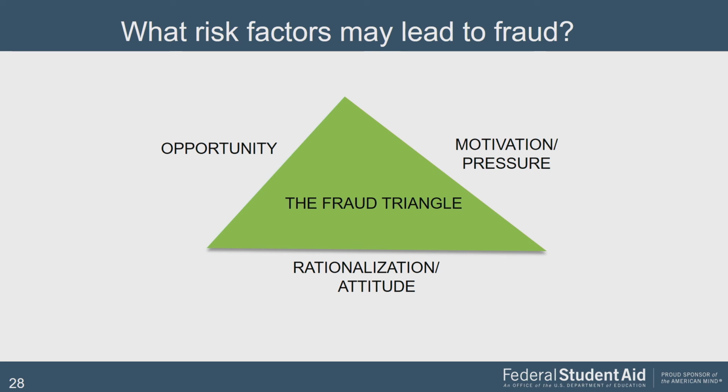Motivation or pressure. So those are things like debt, perhaps gambling or drug problems. Maybe they want to have an excessive lifestyle. Any of those things can essentially motivate them or pressure them into committing fraud. And then the third factor is rationalization or attitude. This looks a little bit like, they don't really pay me what I'm worth, so I deserve this money. It's a small amount. They're never going to miss it. I'm only borrowing it for a short time. I'll repay it.